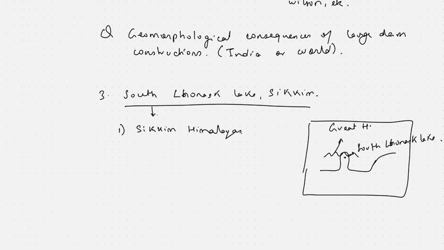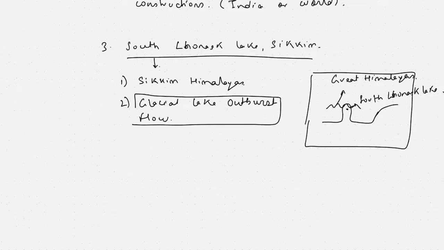Here we will see that this region is suffering from glacial lake outburst flow. So why is this glacial lake outburst flow happening? We need to understand the glacial landforms.